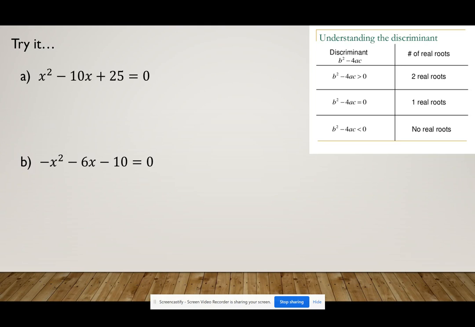Okay, so here are your two trials. So go ahead and pause if you need to. Try these two, and then come back for the answer.